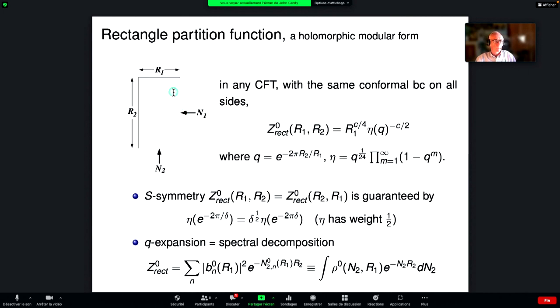but not of course the T one, because that will correspond to some kind of shear of the thing which we aren't considering here. So it's invariant under the interchange of R1 and R2, and the reason that that's true is because the Dedekind eta function is essentially a modular form of weight 1/2. And the Q expansion that we're doing here, you can think of as just the spectral decomposition of the rectangle partition function.